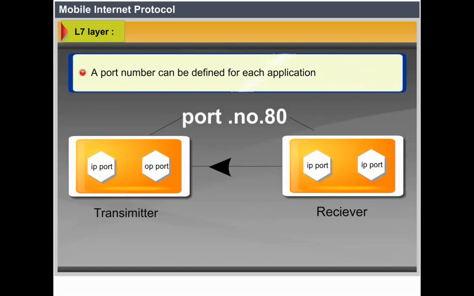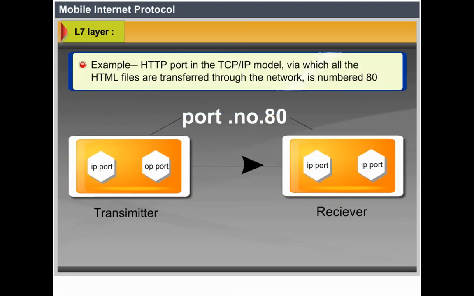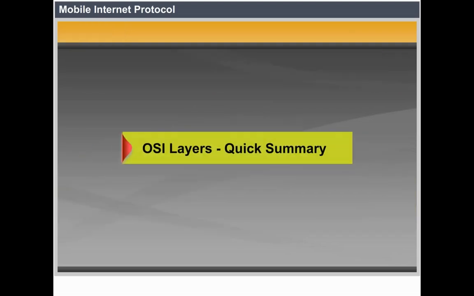A port number can be defined for each application. A port can be numbered in order to define and distinguish each application's data easily. Example: the HTTP port in the TCP/IP model, through which all the HTML files are transferred through the network, is numbered 80. The figure below shows a quick summary of the OSI layers.